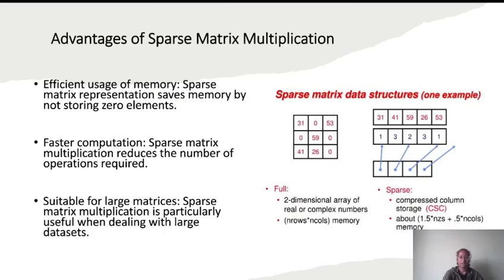Advantages of sparse matrix multiplication. Efficient usage of memory: sparse matrix representation saves memory by not storing zero elements. Faster computation is a second advantage of sparse matrix multiplication. It reduces the number of operations required. The third advantage is that it is suitable for large matrices. Sparse matrix multiplication is particularly useful when dealing with large data sets.